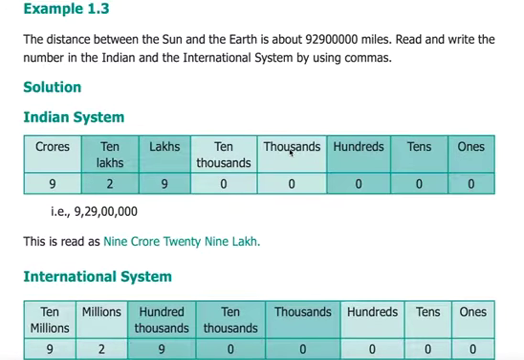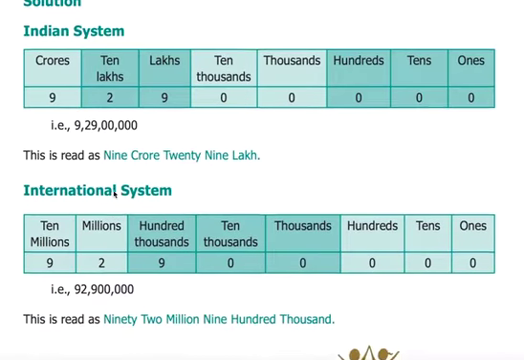Okay, now let's see the example. The distance between the sun and earth is about these many miles. Let's write this one in the Indian system. How many zeros are there? 5 zeros are there. 1, 2, 3, 4, 5, 9 to 9. So 9 crore 29 lakh. Okay, that is Indian system.